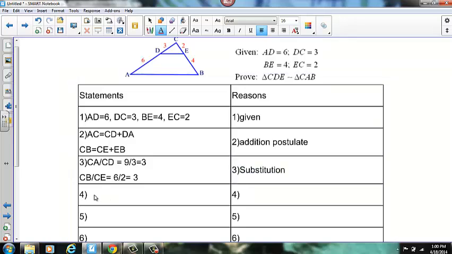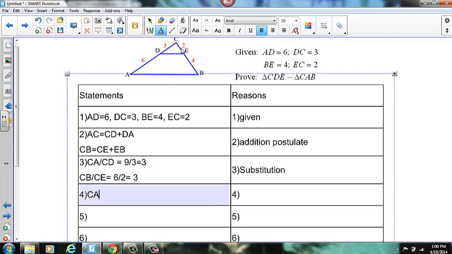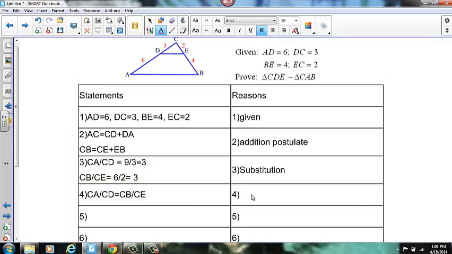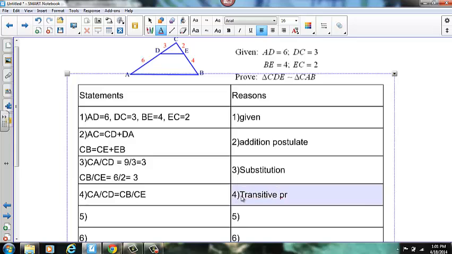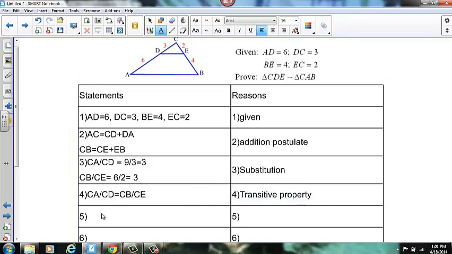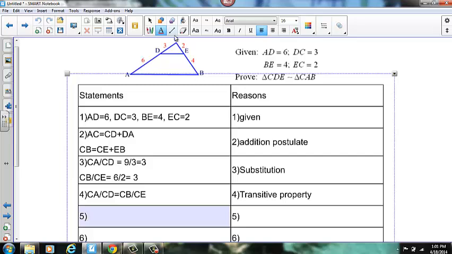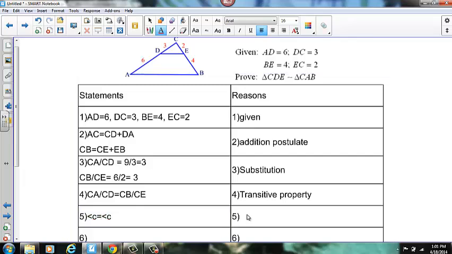Next we can state that CA over CD is the same as CB over CE. So this side length over CD is the same as CB over CE. And the reason for that is the transitive property. Now that we have the sides in proportion, so this side and this side and this side and this side, we need to state that the included angle is congruent. So we can state that angle C equals angle C. And we know that because that's the reflexive property.